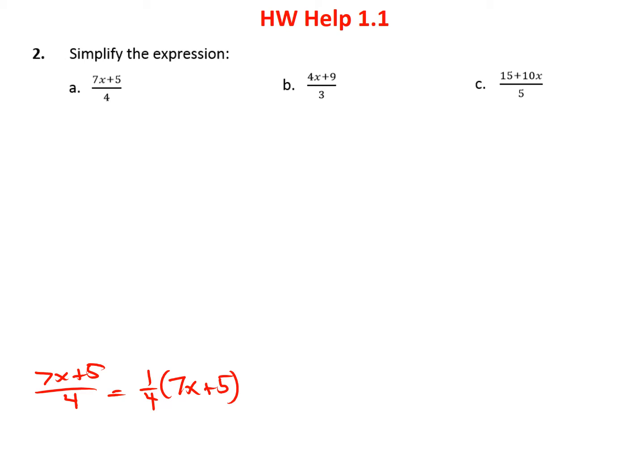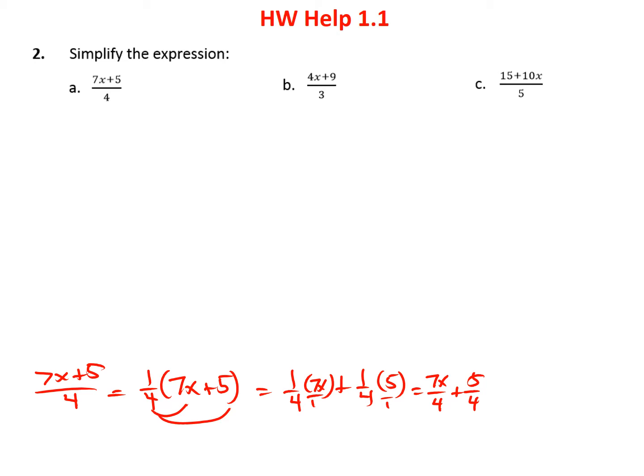And you notice then if I do my distribution, I get 1/4 times 7x plus 1/4 times 5. If I change that into fractions, I get 7x over 4 plus 5 over 4. Okay? And that's one way to look at it. Change the divide by 4 into multiply by 1/4 and apply it.